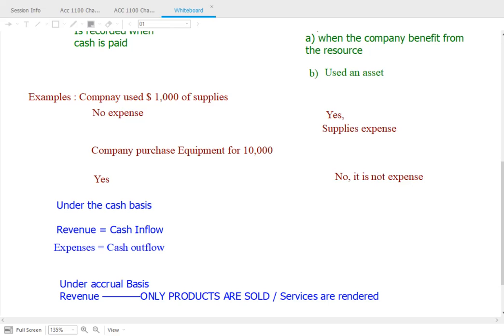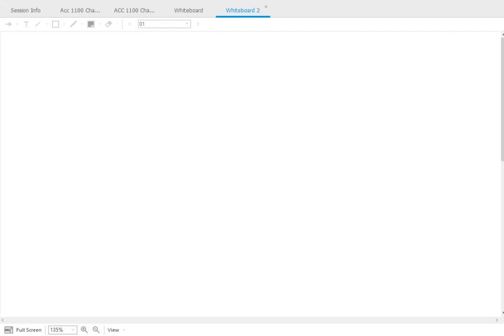Okay. I will answer your question. Please keep your questions, but give me a minute until I give you more examples. Okay, let me share another whiteboard. Let me give you this example. Company sold inventory for 5,000 cash.